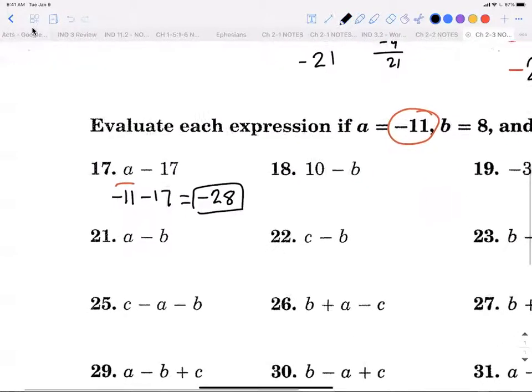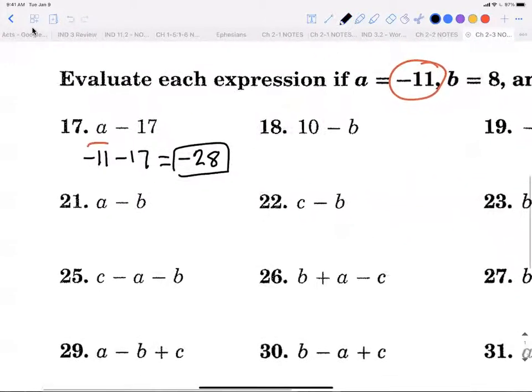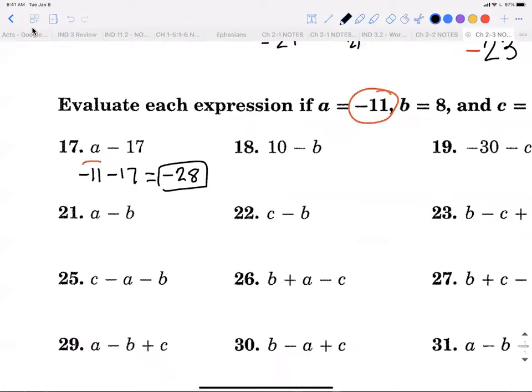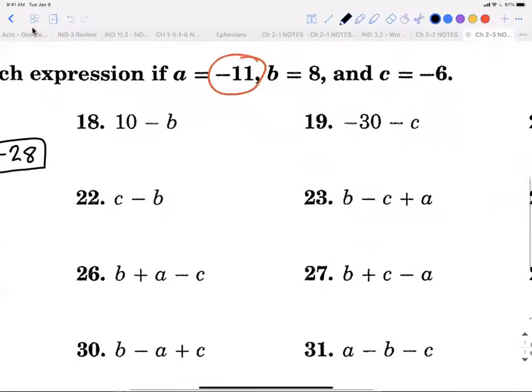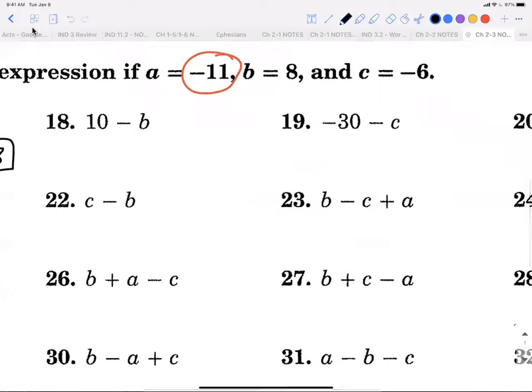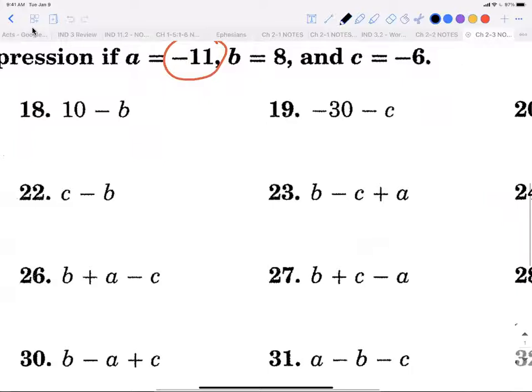Let's look at one with A at the back. There we go. So this one right here, B minus C plus A. B minus C plus A. So my B right here is an 8. So in place of the B, I'm going to put an 8. Then my equation has a minus sign, so I'm going to drop that down.